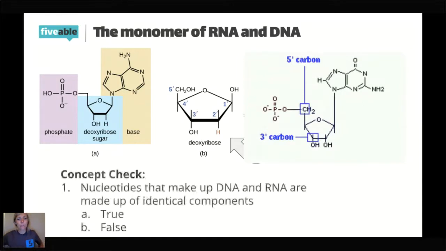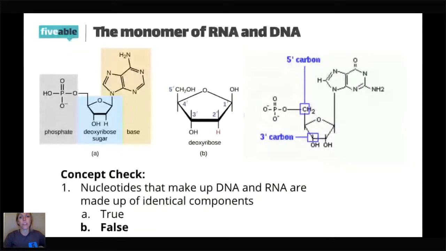Okay, so first concept check of the night. Number 1, nucleotides that make up DNA and RNA are made up of identical components. A for true, B for false. Excellent. Everyone did great. Thank you. Nice job, everybody.